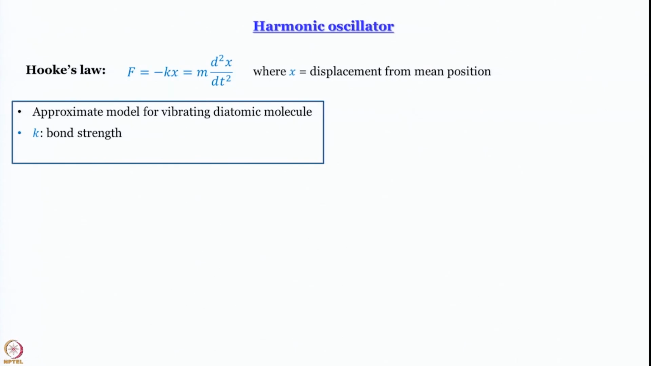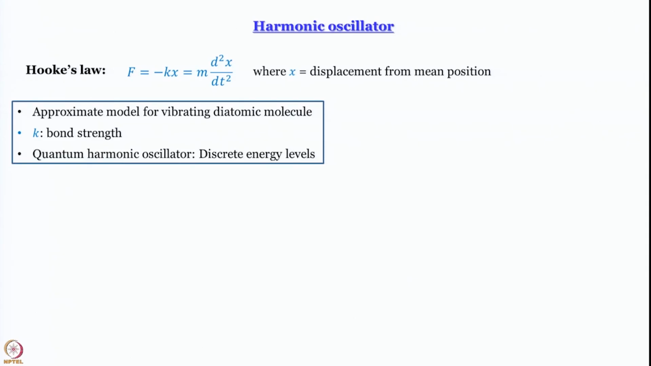So, what we do is we approximate the chemical bond between 2 atoms in a diatomic molecule to start with as a spring with spring constant k. So, automatically k becomes bond strength. So, if we can determine k quantum mechanically or spectroscopically, then we get to know the bond strength, which is a very important parameter, one of the most fundamentally important parameters of chemistry.